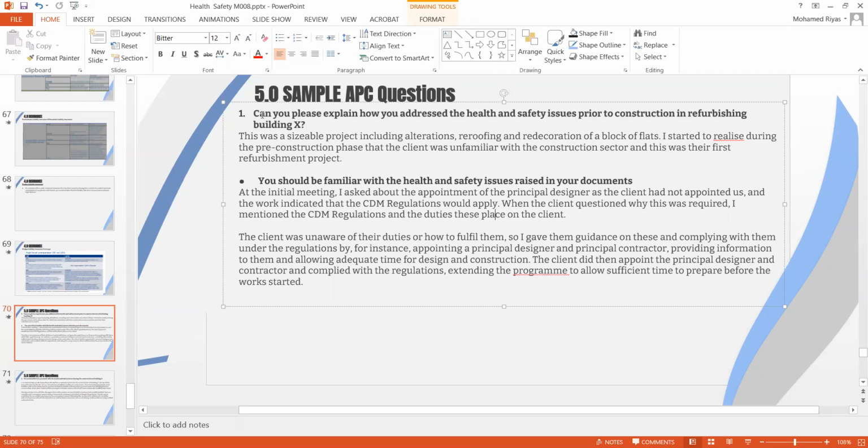I started to realize during the pre-construction phase that the client was unfamiliar with the construction sector, and these were the first three from information. You should be familiar with the safety standard. First of all, this is a sample question and sample answer with regard to the UK standard. There is a CDM regulation in place, and accordingly, but in the UAE context, in the Qatar context, what we have to say, refurbishment is a refurbishment.